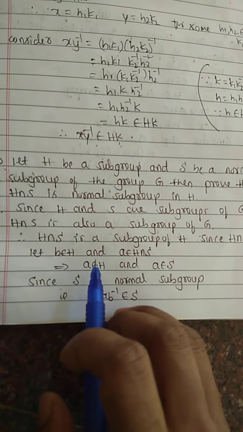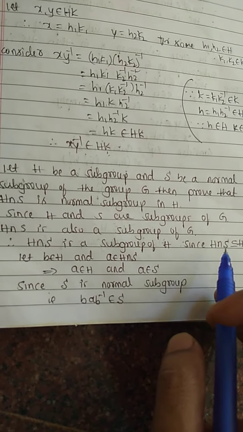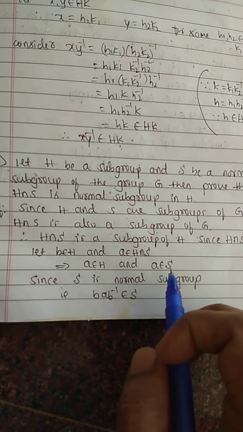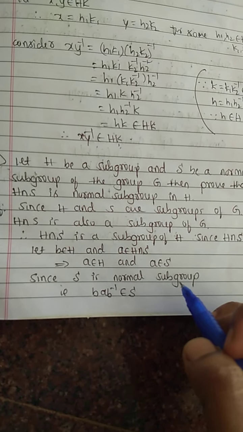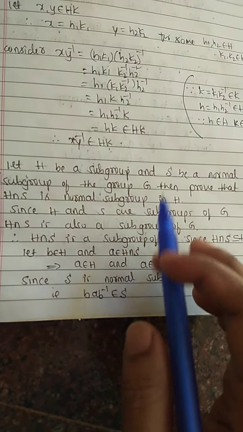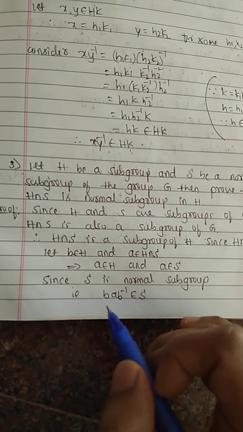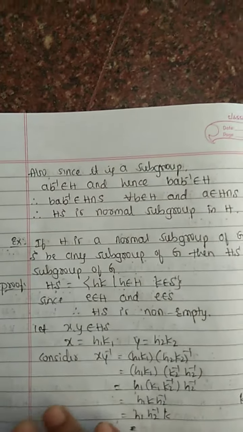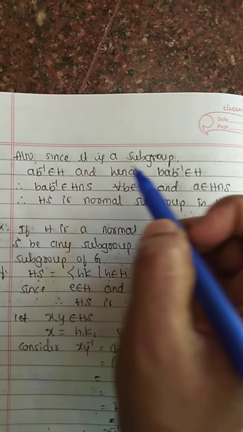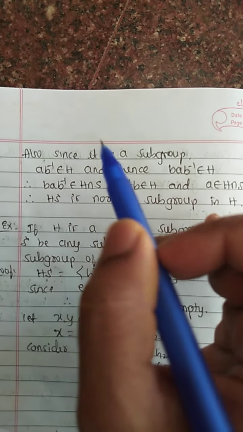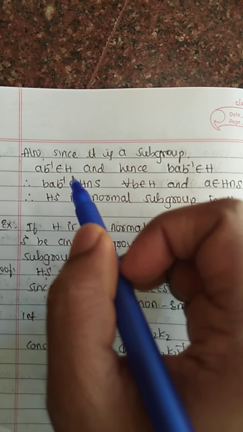Let b belongs to H and a belongs to H intersection S. Then this implies a belongs to H and a belongs to S. Since S is a normal subgroup, we have b a b inverse belongs to S. This is by the definition of normal subgroup. Also, since H is a subgroup, if a and b belong to that group, then a b inverse also belongs to H.